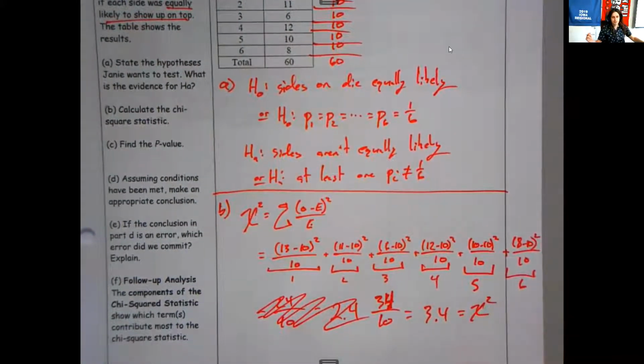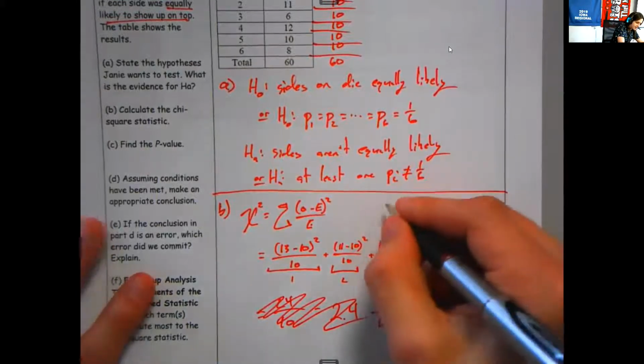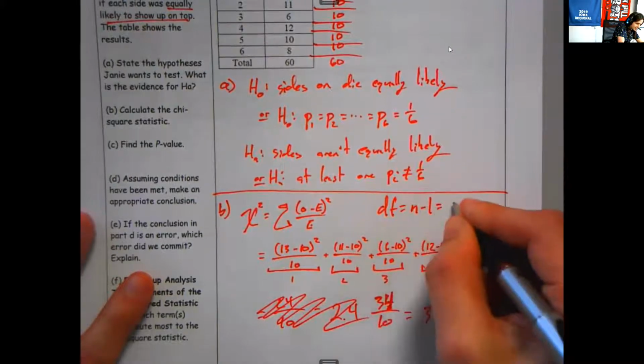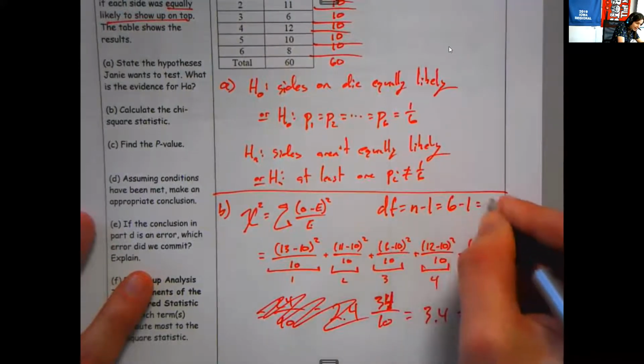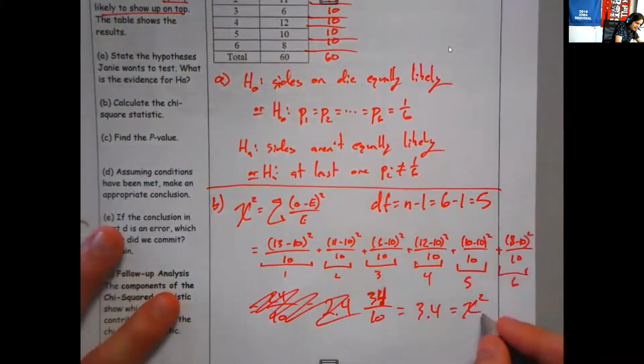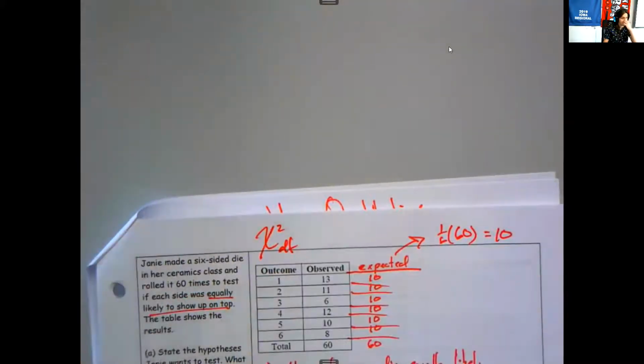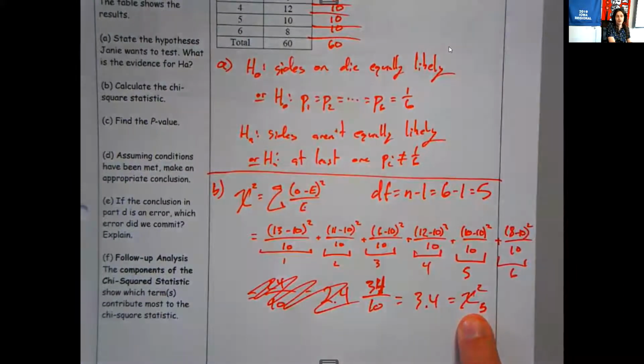How many degrees of freedom does this have? Degrees of freedom is n minus 1. In this case, it's 6 minus 1 is 5. I'm going to write that 5 down here on my chi-square because typically we're going to write this thing as chi-square with our degrees of freedom down there, the denominator. So I'll write this thing as a chi-square with 5 degrees of freedom.